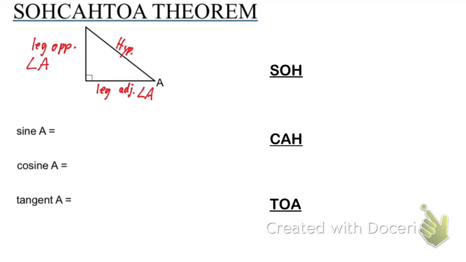SOHCAHTOA is an acronym to help us remember three trig functions, which are actually ratios. Ratios, remember, is a comparison of numbers. This divided by this. Flutes to trumpets. Wins to losses. Kills to deaths in a game.